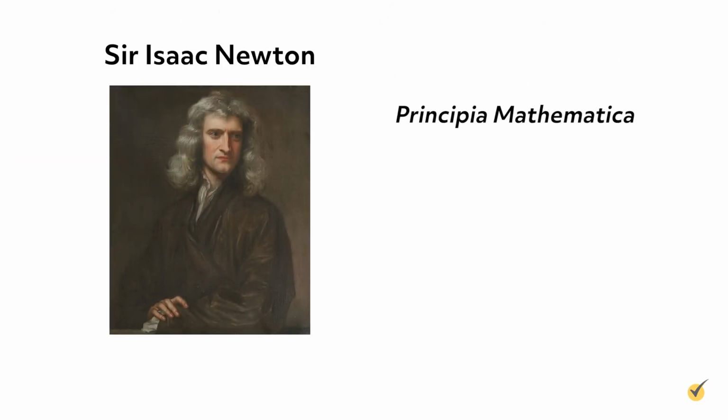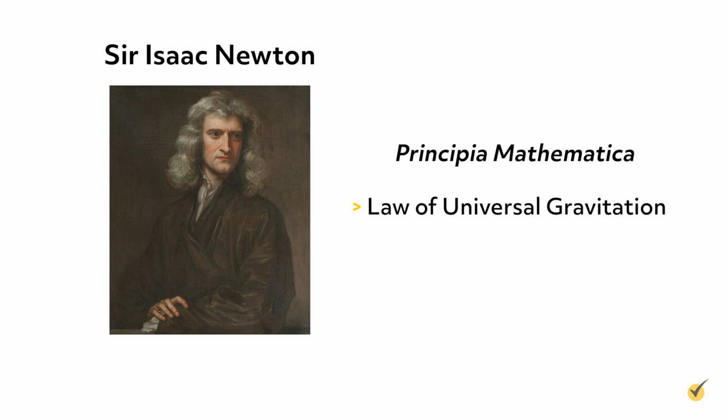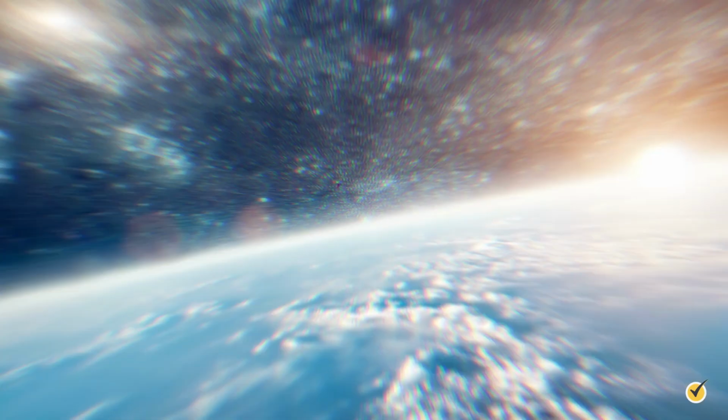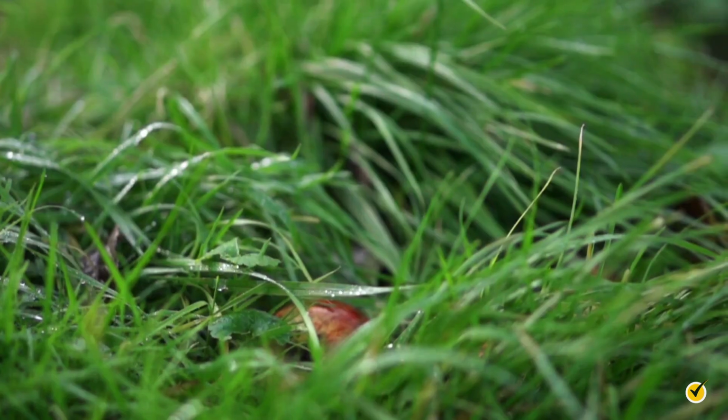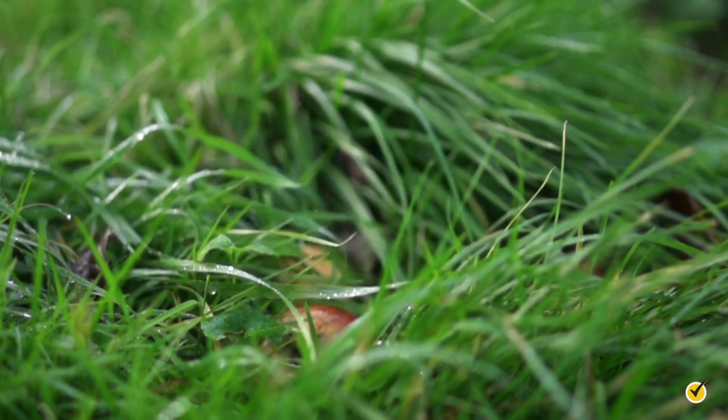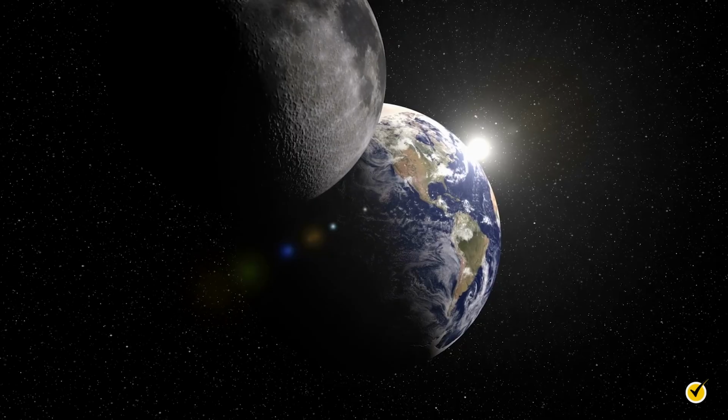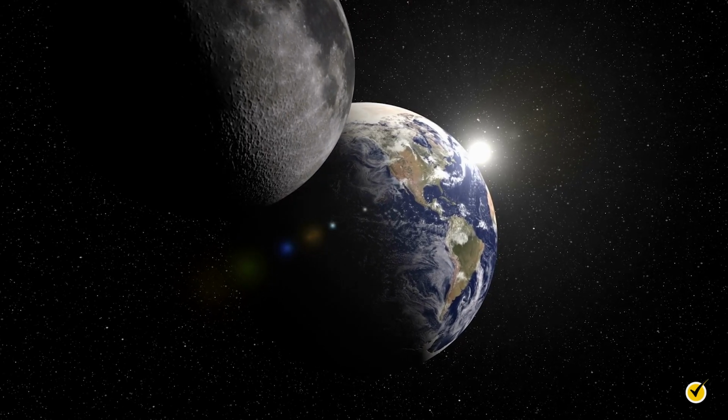In 1686, Sir Isaac Newton published Principia Mathematica, in which he presented his law of universal gravitation. The word universal here is important because he was presenting a law that would work both on the Earth and in space. He had the idea that the same force that governed the way apples fall from a tree was responsible for the way the moon orbits around the Earth.